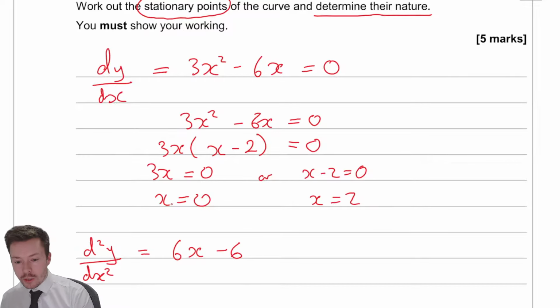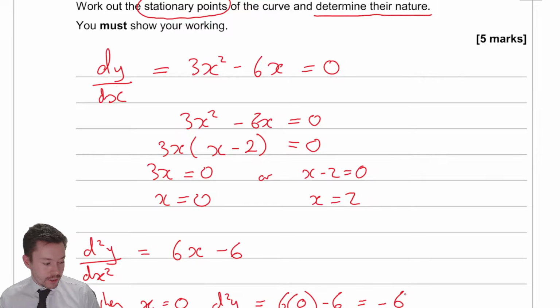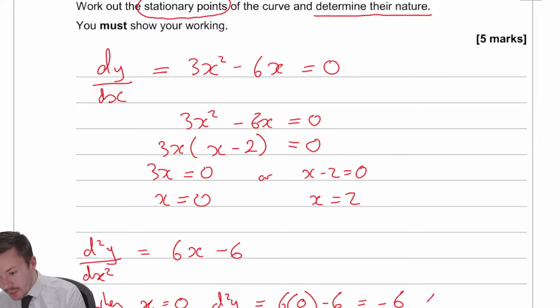And then what we need to do here is substitute both of these in and see what we get. So when x is 0, we have d squared y over dx squared is equal to 6 lots of 0 minus 6. So that's equal to minus 6. Now, because it's equal to minus 6, that means that what we're getting is a local maximum when x is 0, okay? Basically, if it's negative, less than 0, then it's a maximum.